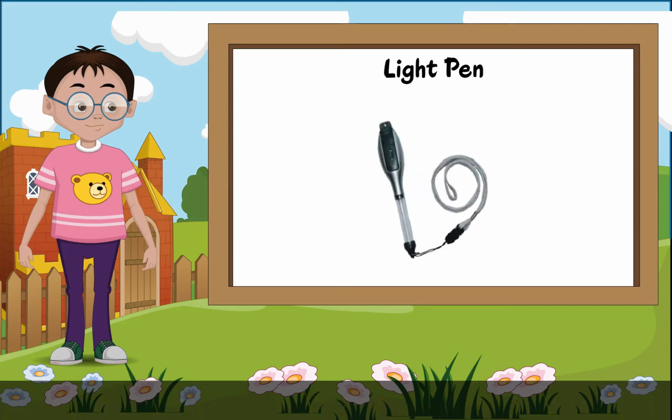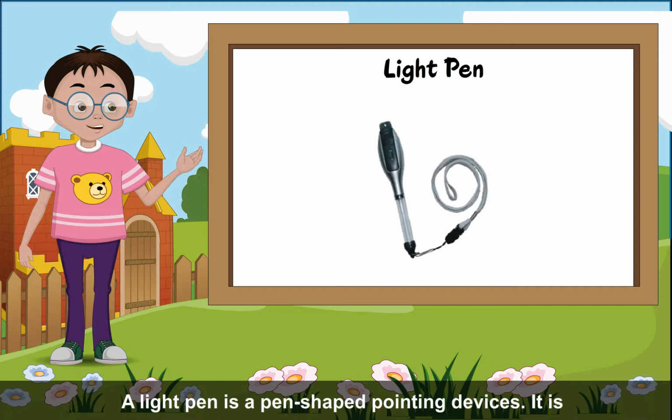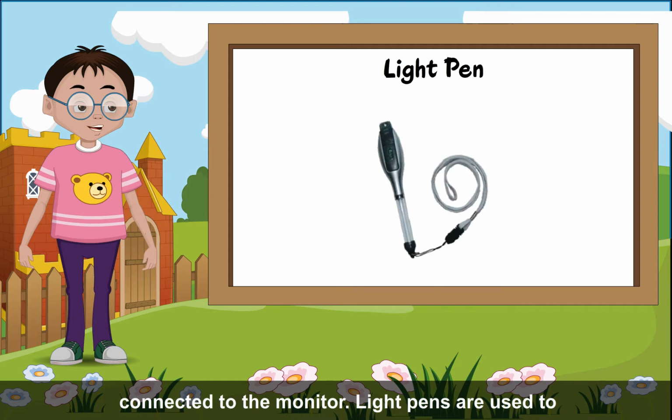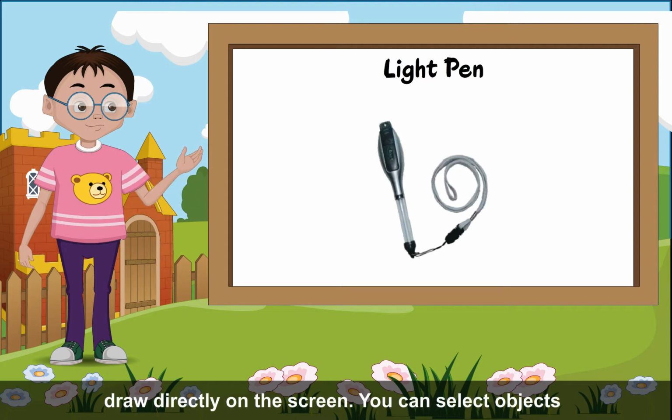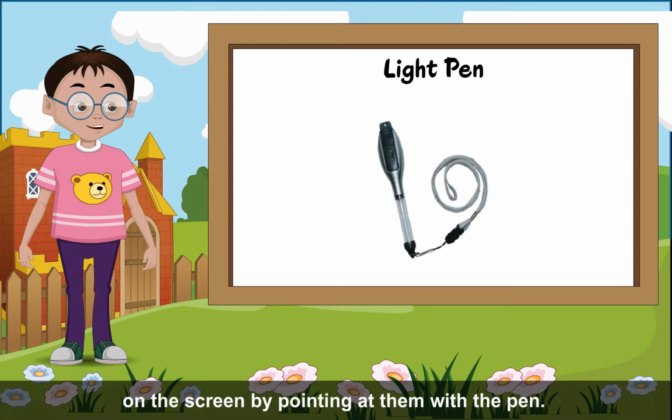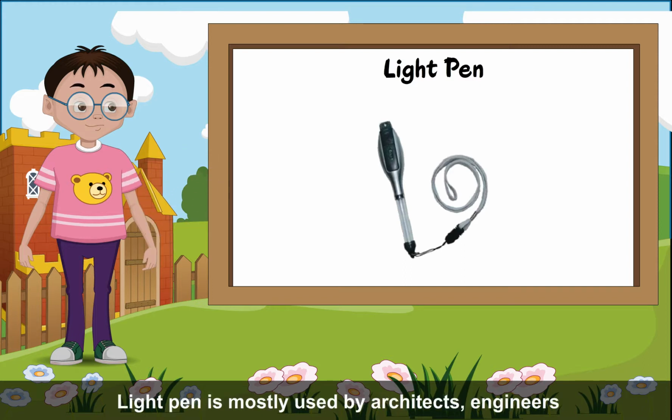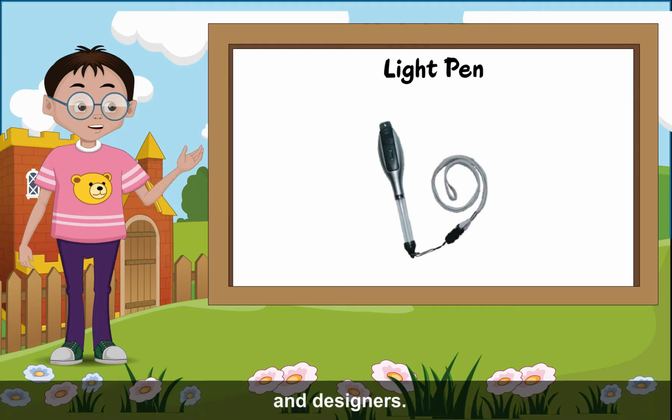Light pen. A light pen is a pen-shaped pointing device. It is connected to the monitor. Light pens are used to draw directly on the screen. You can select objects on the screen by pointing at them with the pen. Light pen is mostly used by architects, engineers, and designers.